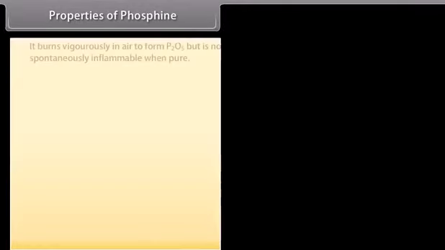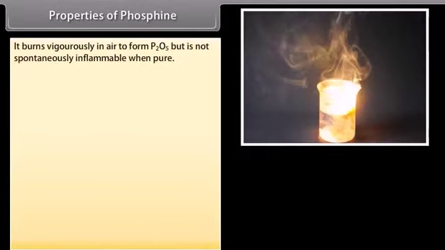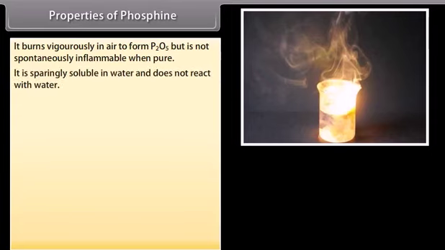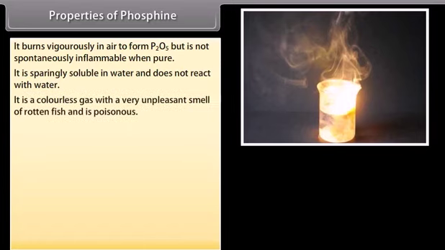Properties of phosphine. It burns vigorously in air to form P2O5 but is not spontaneously inflammable when pure. It is sparingly soluble in water and does not react with water. It is a colorless gas with a very unpleasant smell of rotten fish and is poisonous.